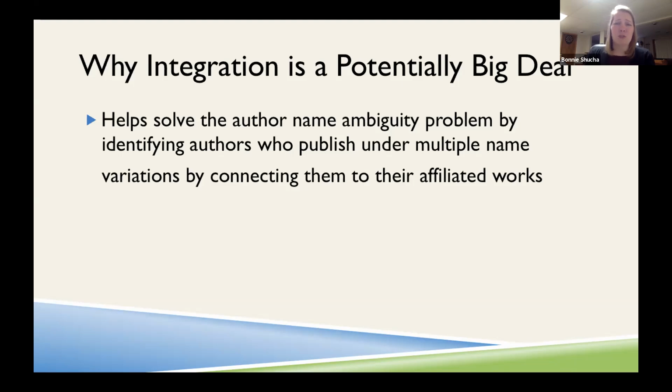ORCID, as I'm assuming most of you know, is sort of like a social security number for an author, right? It's an individual ID number that identifies authors. So you know, Bob Smith, there can be a million Bob Smiths, but there's only one Bob Smith with that one particular ORCID ID number, which again helps solve the name ambiguity problem.